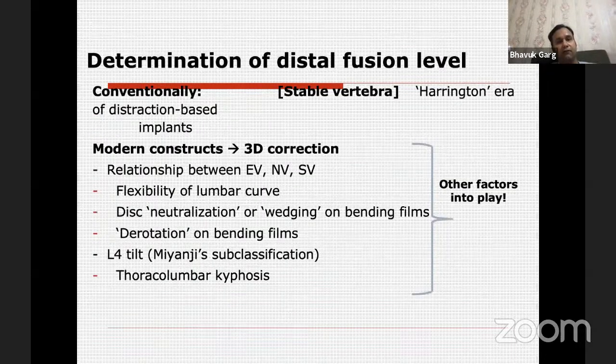We also have to understand that conventionally we used to go from stable to stable, which was in the Harrington era. But now we have 3D correction with the help of pedicle screws. So again, the relationship between all these guidelines depends upon the flexibility of the lumbar curves, the disc neutralizing or wedging on bending films, and derotation. We will also discuss the L4 tilt and the thoracolumbar kyphosis.